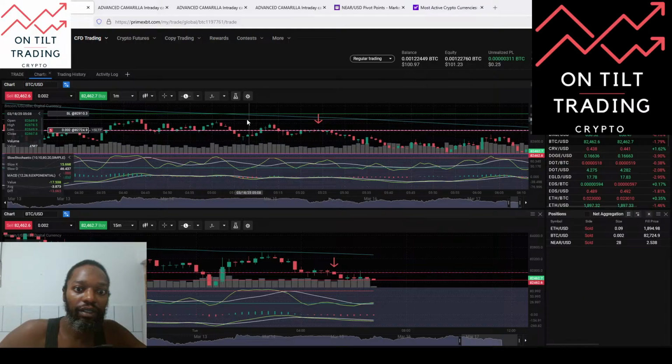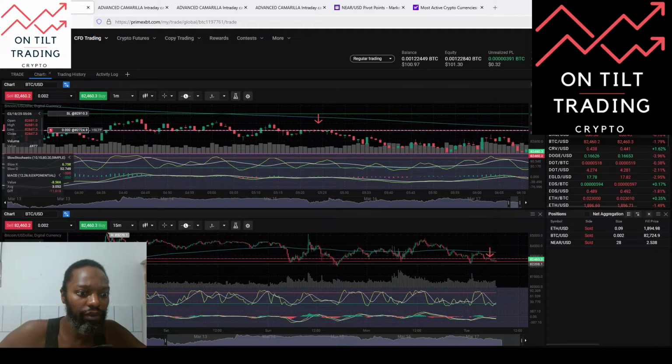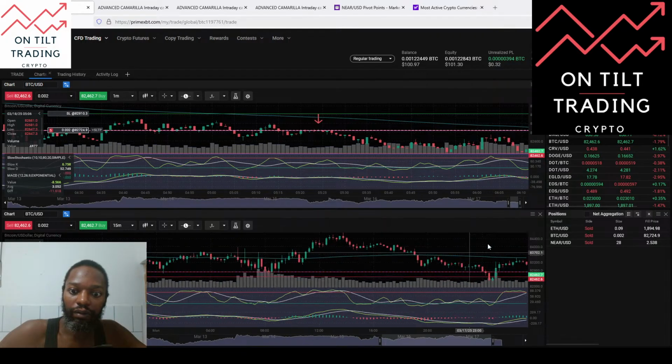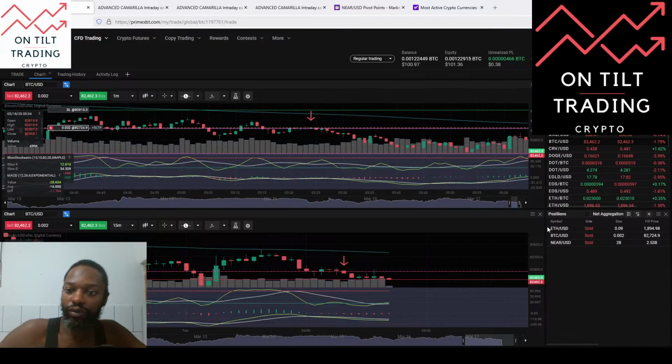My stop is up here, and if you see here, my stop is just above this 15-minute candle right here, showing 430. This is my stop loss level. And profit target, let's see if we can pull it up here. And profit target is down here. This is Camarilla Pivot level S6 here for my profit target. We'll come in and I'll show you what I'm seeing here.